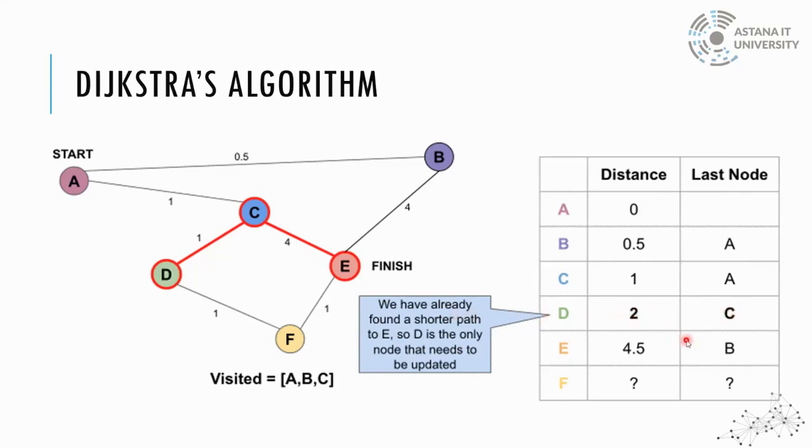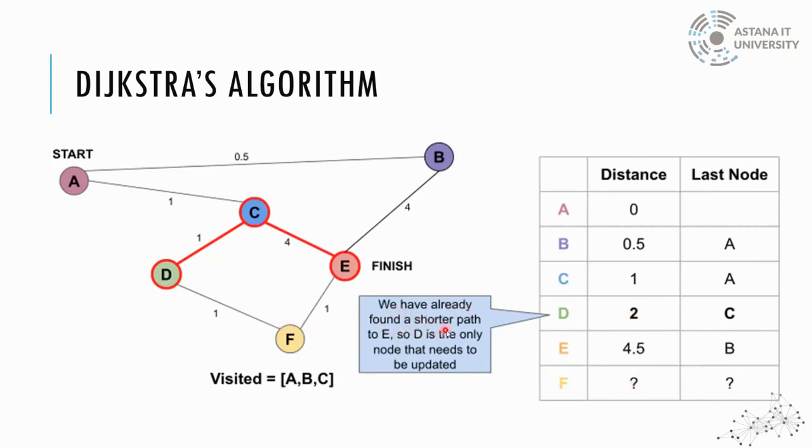Actually, that nothing for distance is infinity. We will use integer max value or double max value, or maybe positive infinity, no matter, for the distance that has no value.